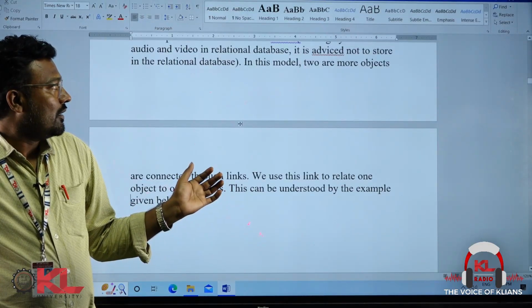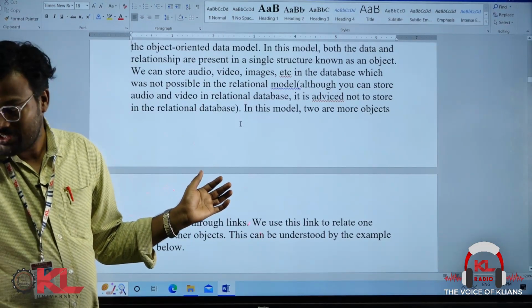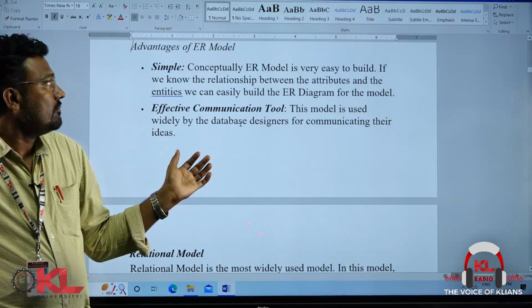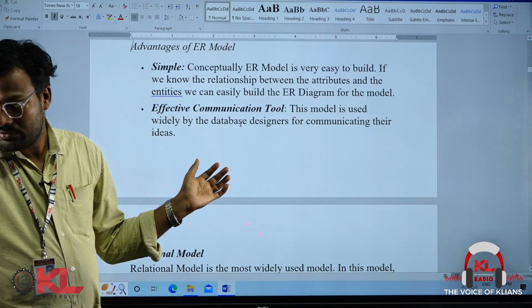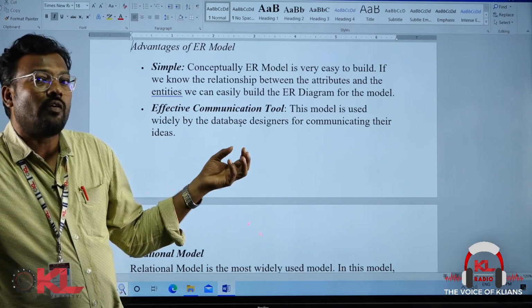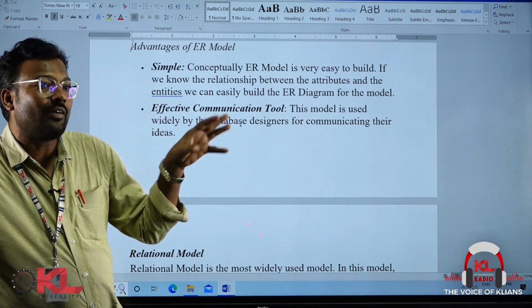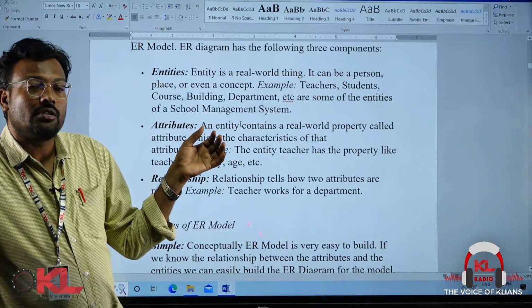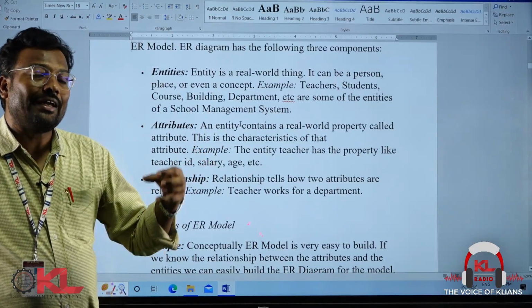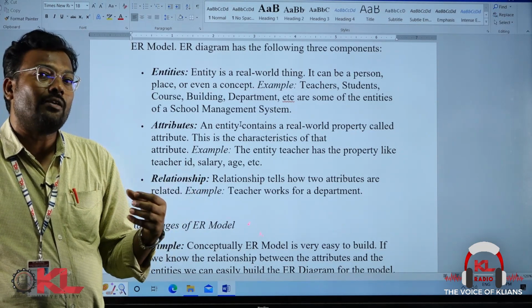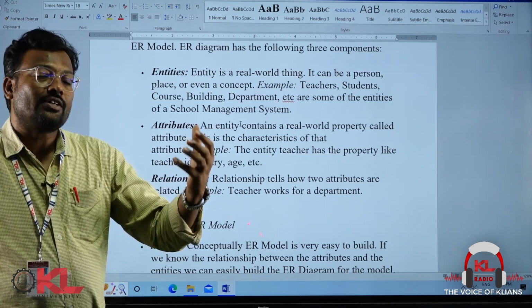And the entity relationship data model, if you see, is a pictorial representation we are going to follow in order to represent the functionality of the organization. There are some inherent properties we are going to use for building a pictorial diagram for any organization flow.